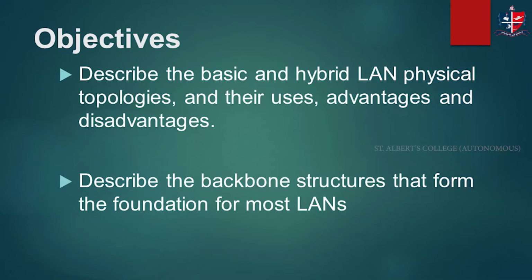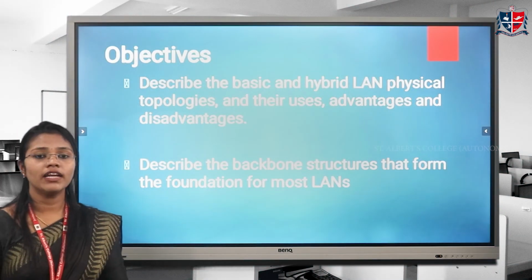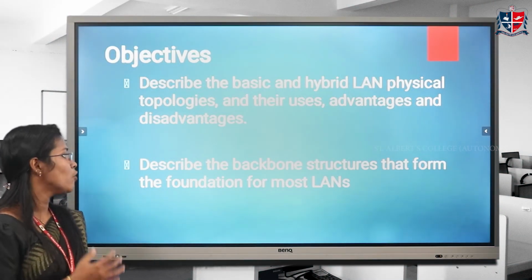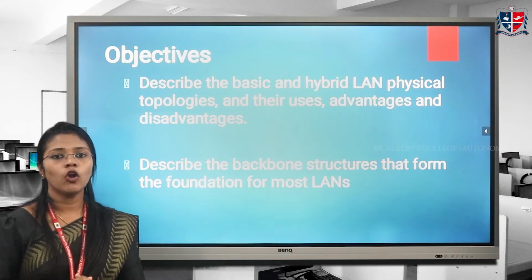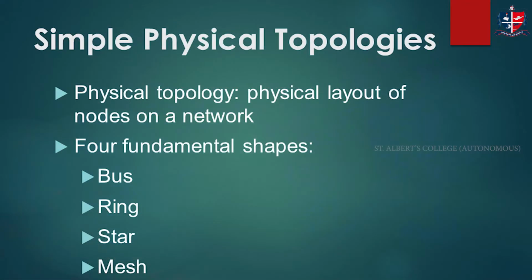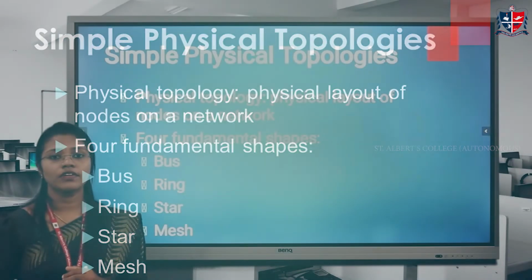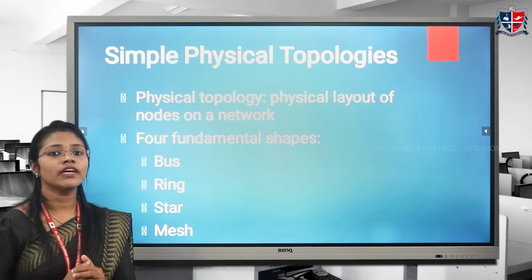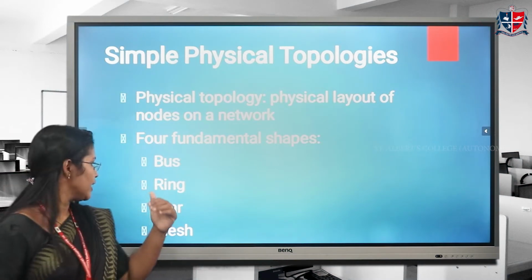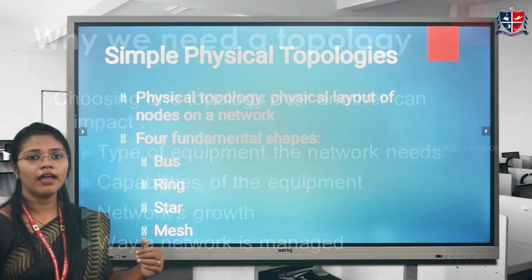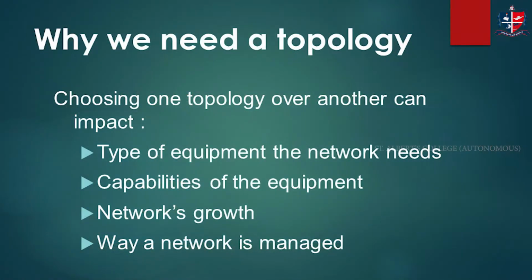The main objective of our session is to describe the basic and hybrid LAN physical topologies and their uses, advantages and disadvantages. It also describes the backbone structure that forms the foundation of most local area networks. Physical topology means the physical layout of nodes on a network. In this session we are going to discuss the four fundamental topologies: bus topology, ring topology, star topology and mesh topology.